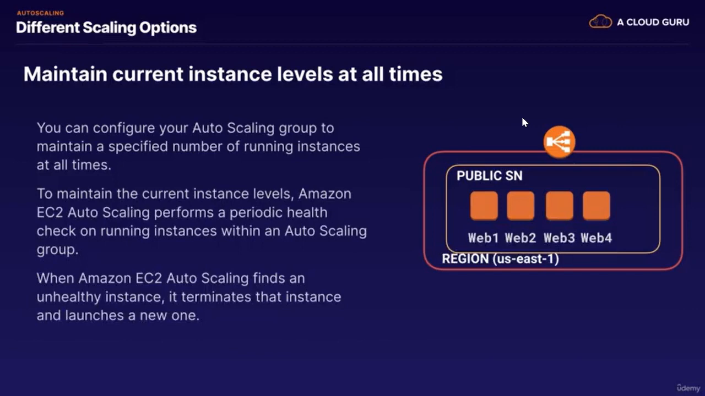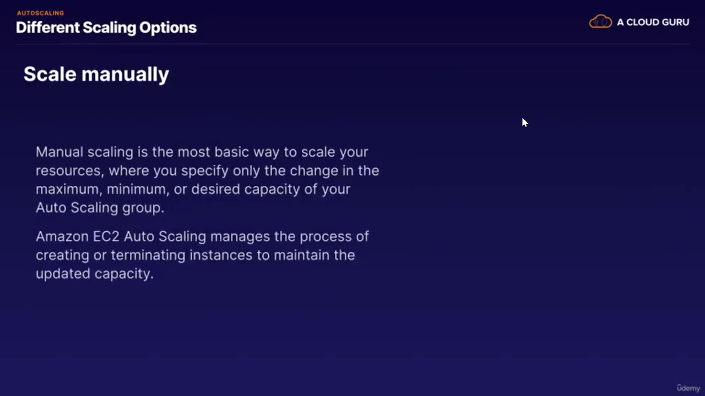So maintain your current instance levels at all times. You can configure your auto-scaling groups to maintain a specified number of running instances at all times. So you might say, hey, I want a minimum of 10 instances at all times. And to maintain the current instance levels, Amazon EC2 auto-scaling performs a periodic health check on your instances within an auto-scaling group. And when it finds an unhealthy instance, it's going to terminate that instance and then launch a new one. So maintain your current instance levels at all times is the first type of scaling option.